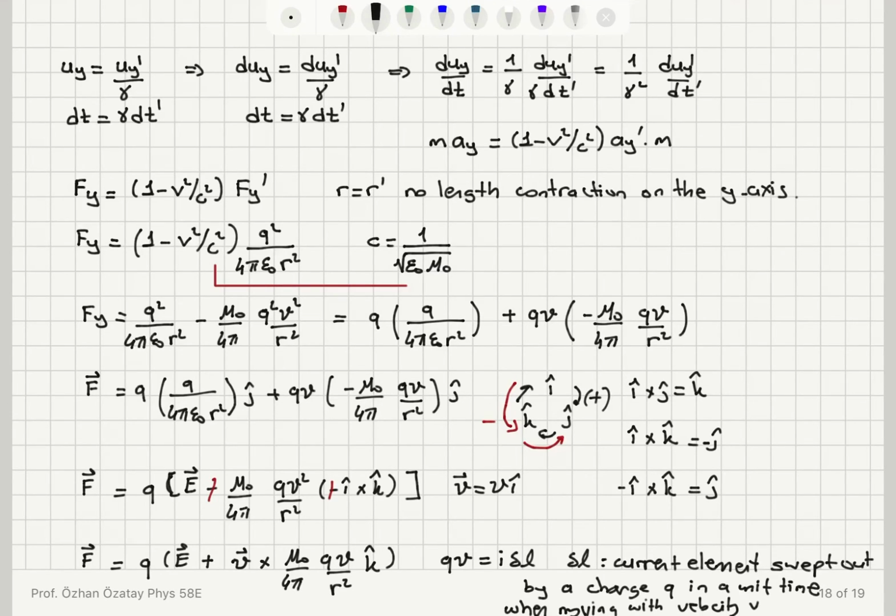And then for the minus j hat direction, I can write minus i hat cross k hat, which is j hat. So I have a minus mu 0 over 4 pi q v squared over r squared j hat, where j hat is minus i hat cross k hat, and the minus signs cancel. So this is basically i hat cross k hat. The velocity is a vector, it's v i hat. So instead of writing v squared i hat, for v i hat I can write the v vector. So it's the v vector cross product with mu 0 over 4 pi q v over r squared k hat.